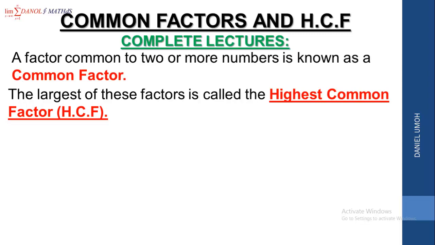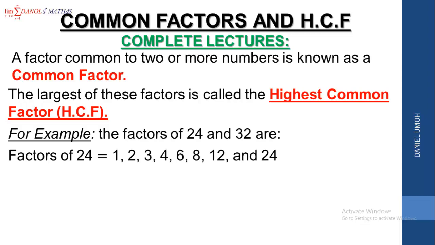Okay, for example, if we look at the factors of 24 and 32. Now, the factors of 24 are 1, 2, 3, 4, 6, 8, 12, and 24. I hope you remember what we are doing here, because in our previous lectures, we showed you how to obtain the factors of a number. These are the factors of 24 because all these numbers can divide 24 without a remainder.